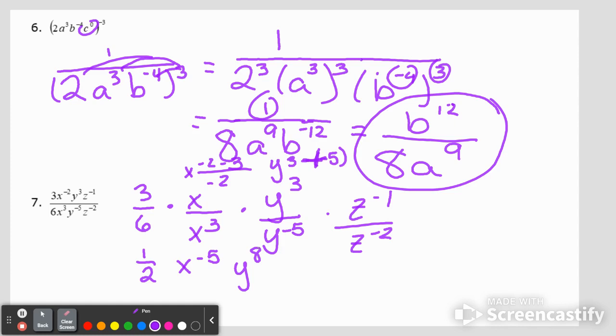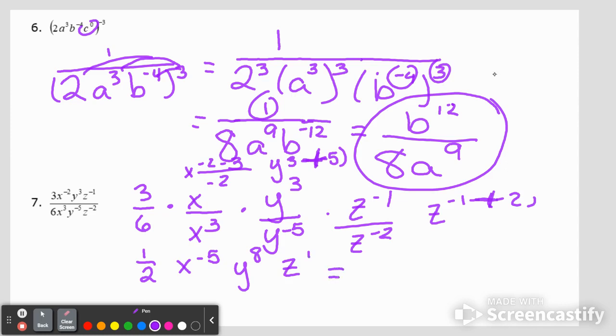And then our last little fraction here, so we have z to the negative 1, so that's going to be the same as z to the negative 1 minus negative 2. I've got that big ugly plus sign again. So that's really like negative 1 plus 2, which is just 1.